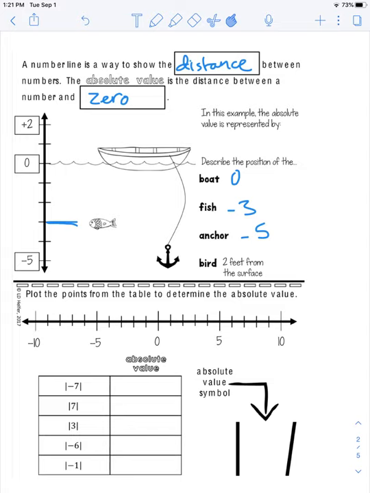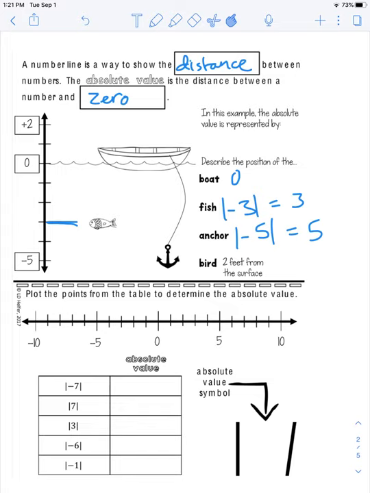Now if we're thinking absolute value, distance can't really be negative. So the absolute value of all those numbers, the boat is still, the distance is 0, absolute value of 0 is 0. But the fish is 3 feet from the surface. So when we're saying distance, we don't say -3. Just like when we're saying absolute value, we're not going to say the negative. So the absolute value of -3 is 3. Absolute value of -5 is 5. So the anchor is 5 feet from the surface. And the bird is 2 feet from the surface. So that's just 2.